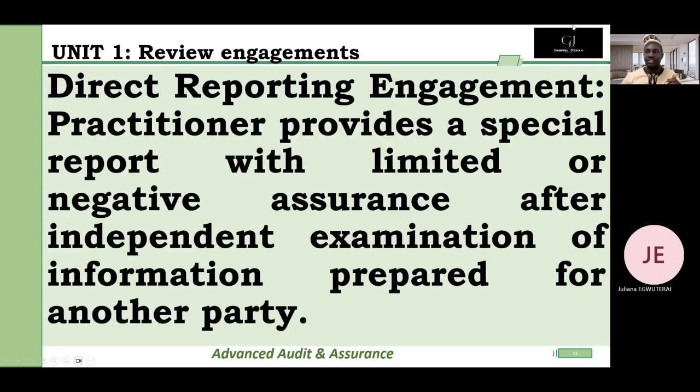Okay, we also have direct reporting engagement, another form of review engagement, where the practitioner provides a special report with limited or negative assurance after independent examination of information prepared for another party. So what does direct reporting engagement really mean? Speaking to negative or limited assurance. Now, there's a practitioner who is the auditor that is preparing the report. The practitioner, the auditor, is preparing information from the client. He does that and says, okay, this report I've prepared for you has limited or negative assurance after independent examination of the information.